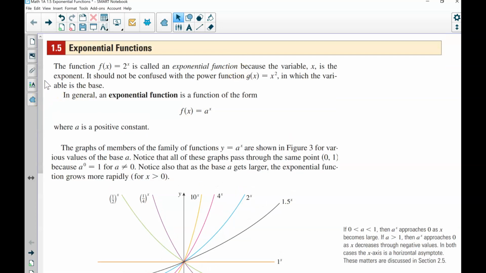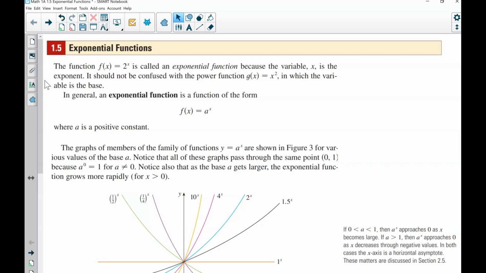Now in section 1.5, we'll be talking about exponential functions. Now the function f of x is equal to 2 to the x is called an exponential function because the variable x is the exponent, and it should not be confused with the power function g of x is equal to x squared, in which the variable is the base.